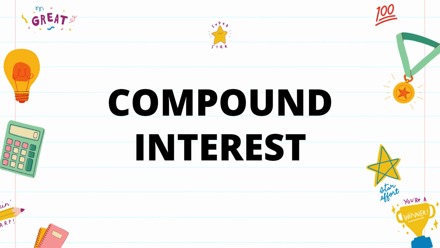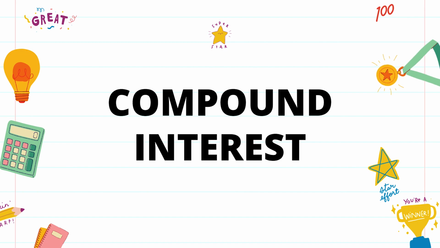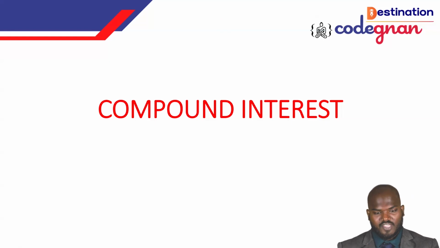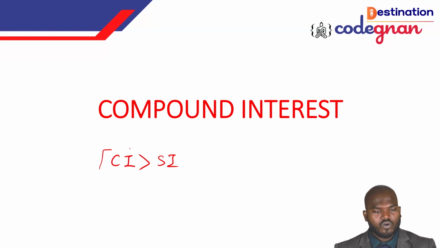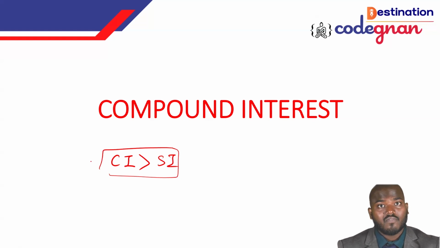I hope you are fine and understand the simple interest topic very clearly. Today we have the topic called compound interest. As I told you, the compound interest value will always be greater than the simple interest. In the next class, I will show you the clear difference between CI and SI.